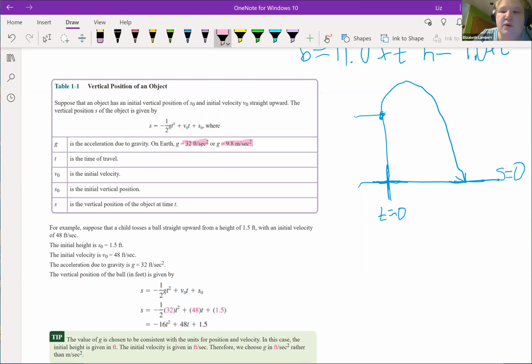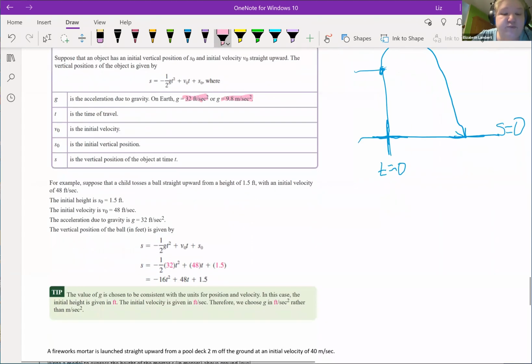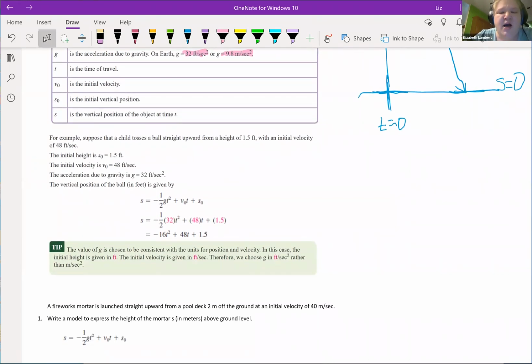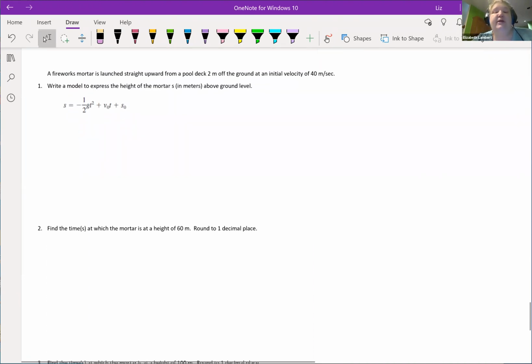And then S sub 0 is for if it doesn't start on the ground. Like normally in physics, you kick the football, because that starts on the ground and then it hits the ground. So normally in those, your S sub 0 is 0, but instead, if it's off the top of a building, then you have an S sub 0 that's bigger. So there's an example there if you want, but I'm just going to roll down to our example here.